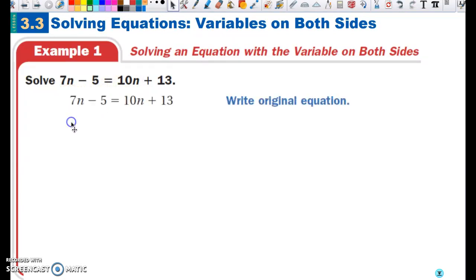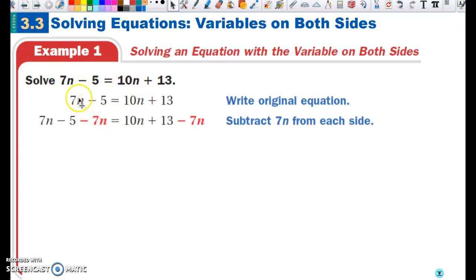I'm typically going to make sure that my coefficients stay positive. So if I had to subtract either a 10 from 7 or a 7 from 10, I'm going to choose to take the 7 away from the 10 like this. I'm going to take the 7n and subtract 7n from both sides of the equation, or in other words, from both expressions, 7n minus 5 and 10n plus 3. This will eliminate the 7n on the left expression and leave me with negative 5 on the left side, and 10n minus 7n gets me 3n plus 3.